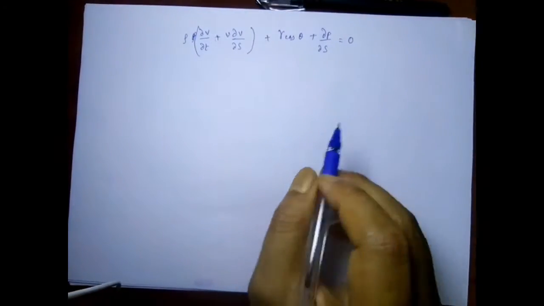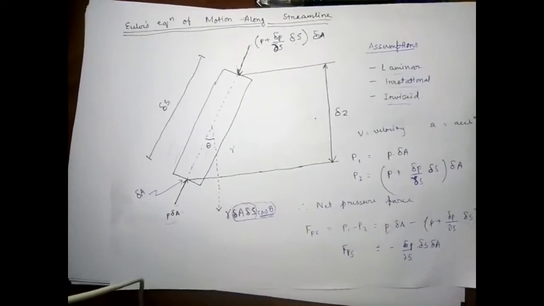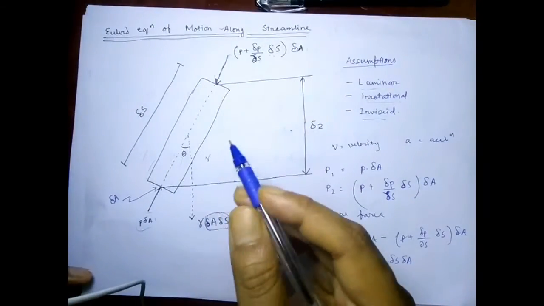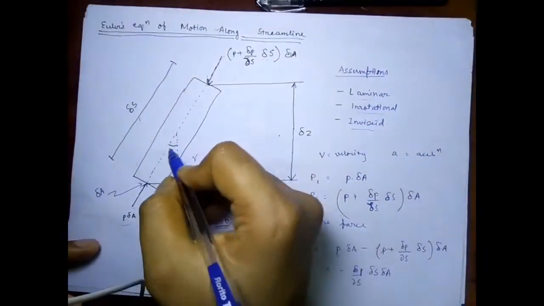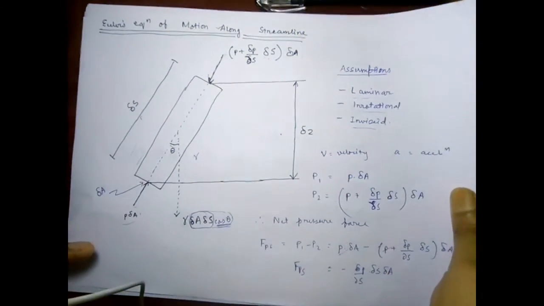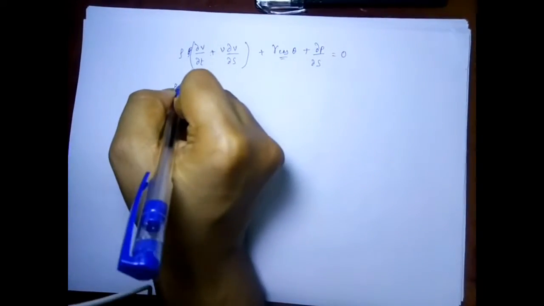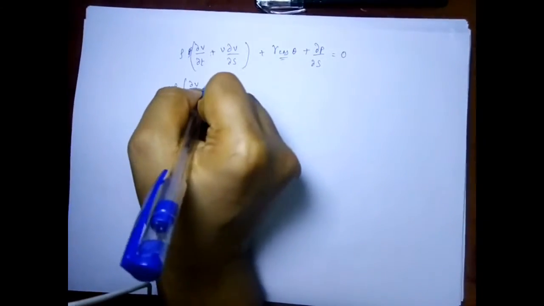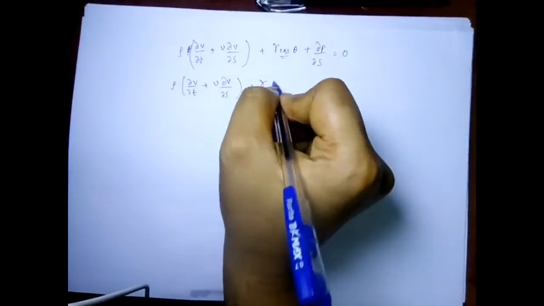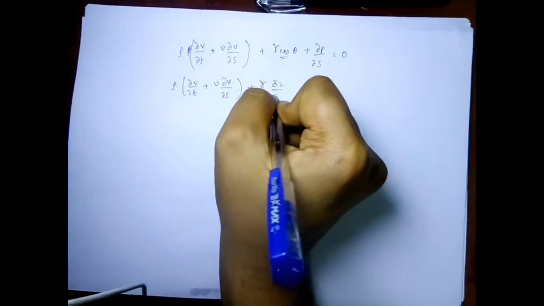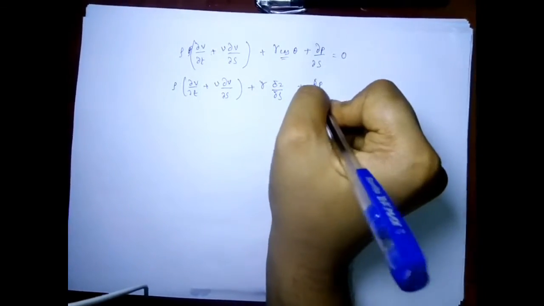So now I can write cos theta as base upon hypotenuse, and that is del Z upon del S. Cos theta can be written as del Z upon del S for this particular fluid element, and I will be writing it as rho del V upon del T plus V del V upon del S plus gamma times cos theta, written as del Z upon del S, plus del P upon del S.